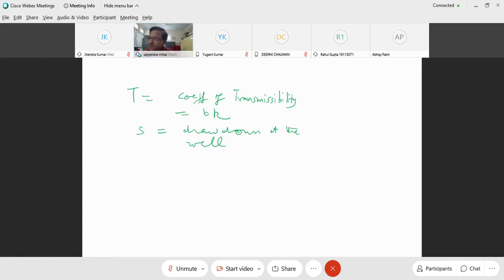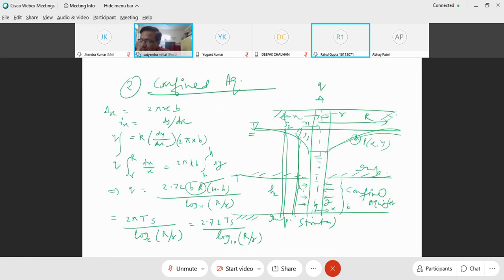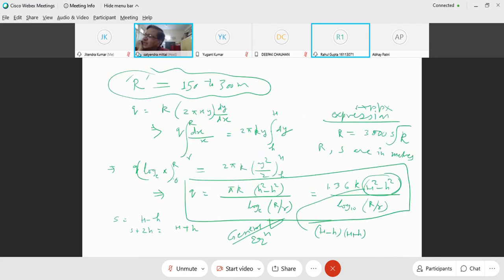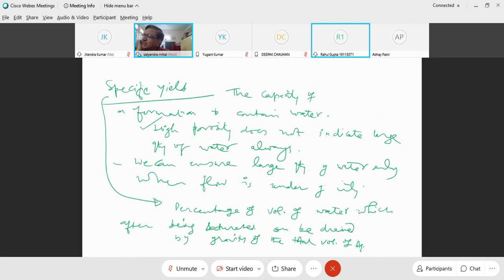Sir, we talked about the specific yield of an aquifer. There you said something like high porosity does not indicate a large quantity of water, and we can ensure large quantity only when flow is under gravity. I'm just saying that this is not the guarantee, because it depends on the impurities in the soil, the admixtures present in the soil, the pumping methods, and the homogeneity of the strata or the aquifer also.